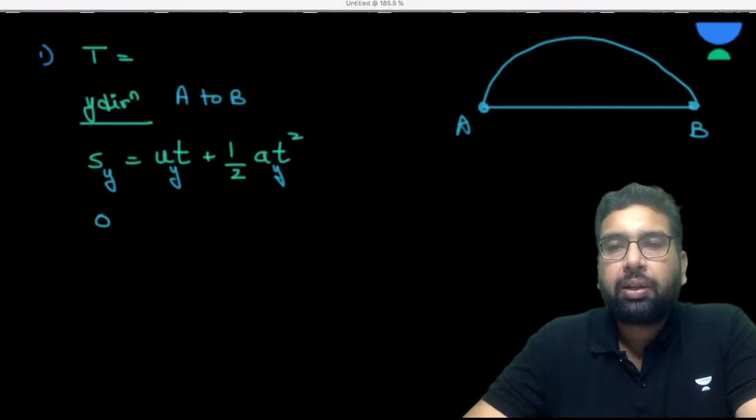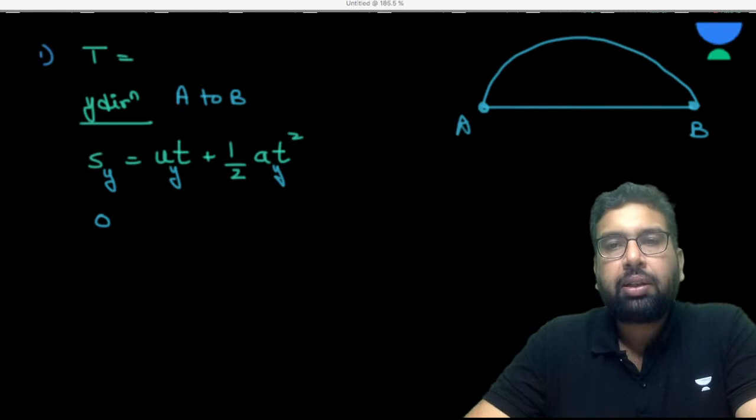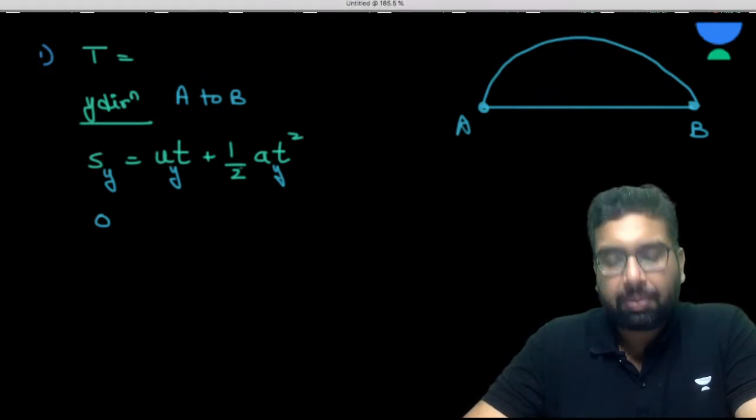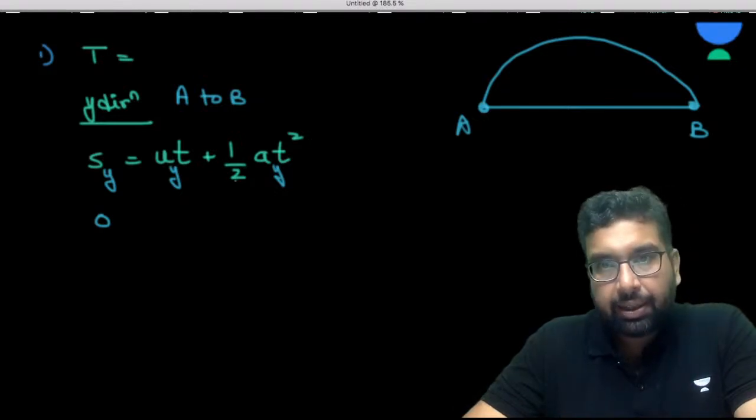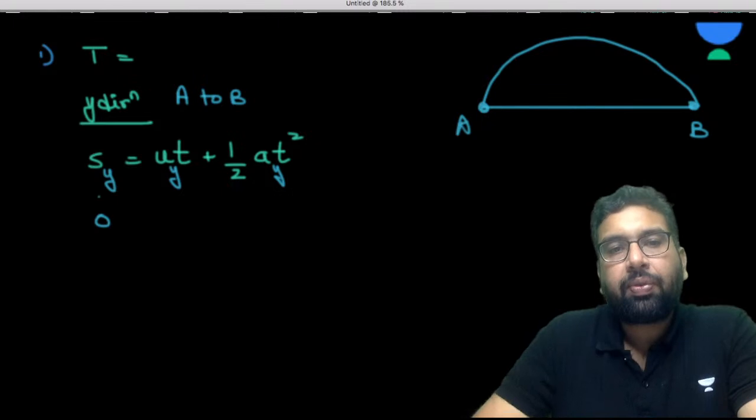Do you agree that it has no displacement in the y direction? Displacement is the shortest distance between 2 points. So when I say in the y direction, what is the distance between A and B? This is basically 0. Do you agree or not? Please answer me. Yes? Right. So Sy is 0.